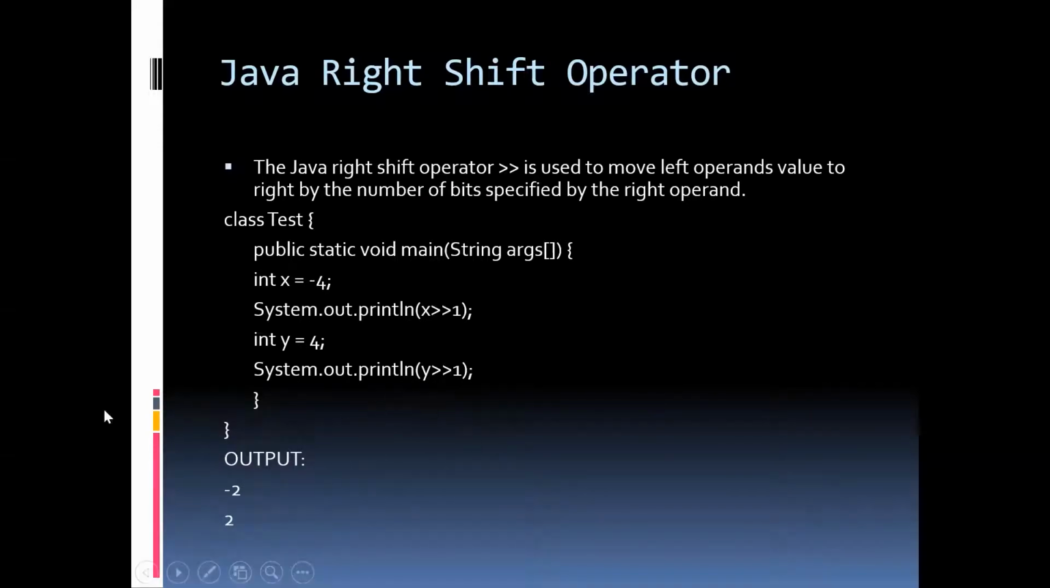And as usual, as with left shift, here also 2 power 0, 2 power 1 and so on. You will get plus 2 for plus 4 and minus 2 for minus 4 as the output. That's it about this. Next.